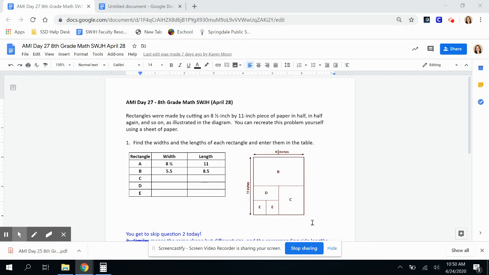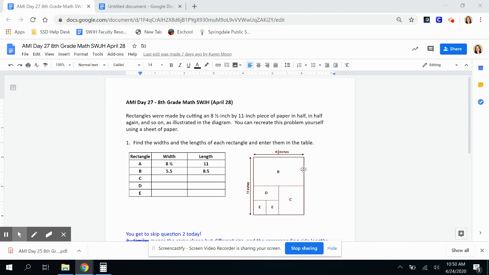I'm going to read the problem for today. Rectangles were made by cutting an 8.5 by 11-inch piece of paper in half and half again, and so on. As illustrated in the diagram, you can recreate this problem yourself using a sheet of paper. Find the widths and the lengths of each rectangle and enter them in the table.